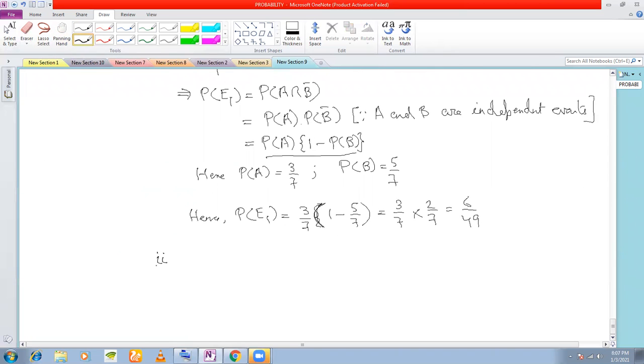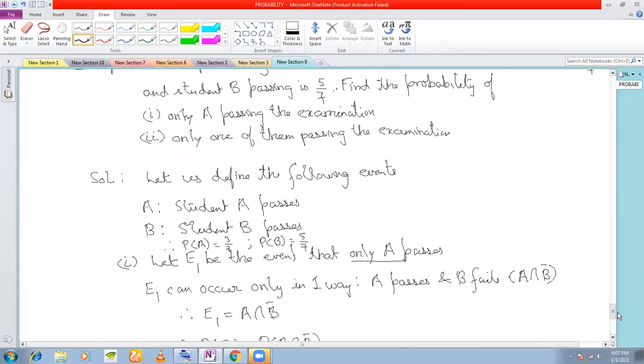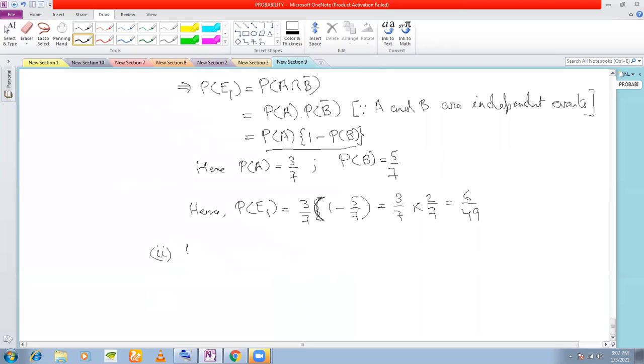Okay, next. What is the next question? We frame the event according to the question. What is the next question? Only one of them passes the examination. So let E2 be the event. Sir, here we will have two cases, no? Sir, in the second part, there will be two cases. Two cases. What kind of cases will they be?